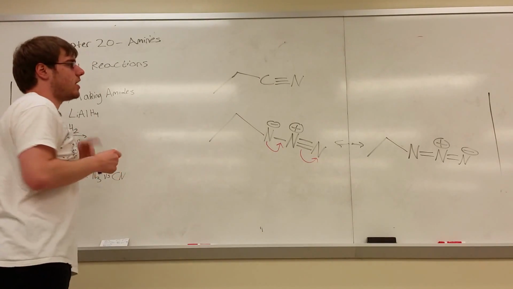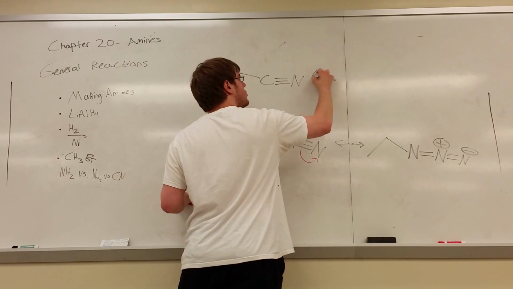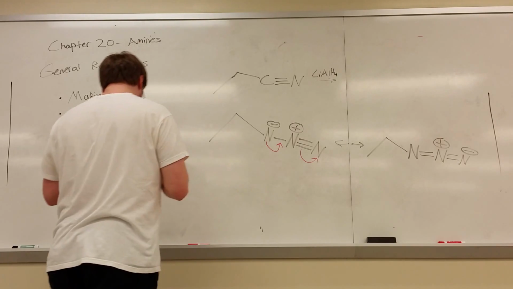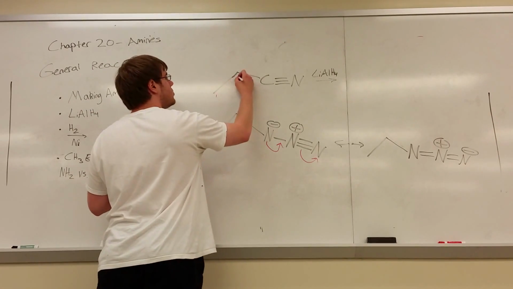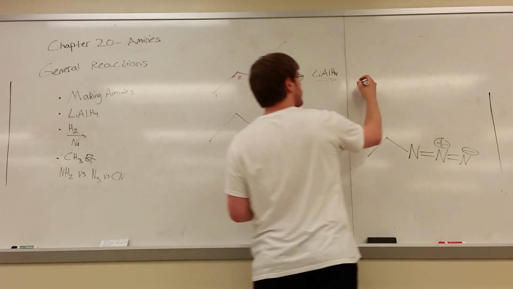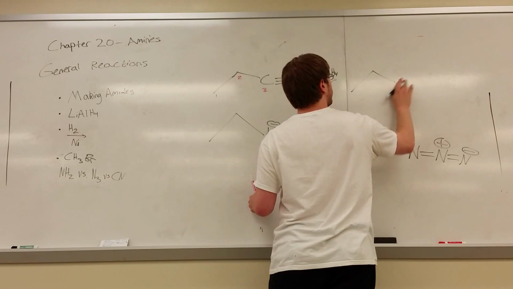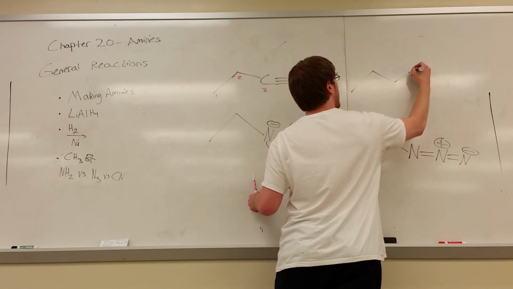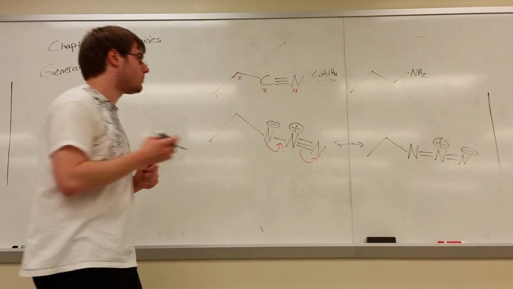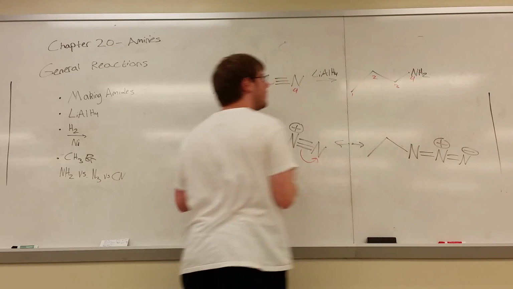But either way, what does LiAlH4 do to these structures? With the C triple bond N, I'm not going to draw out the mechanism. I don't think you're expected to know it, but you should know what you get. If I number this carbon 1, 2, 3, and we'll number the nitrogen 4, LiAlH4 will reduce that triple bond to a single bond, giving you C, well, let's not draw out the carbon, 2, and then NH2. C triple bond N gets reduced to C single bond NH2. And if I do my numbering, here's 1, 2, carbon 3, nitrogen 4.